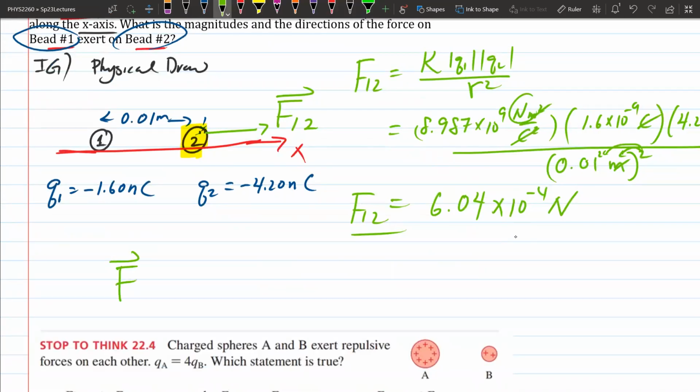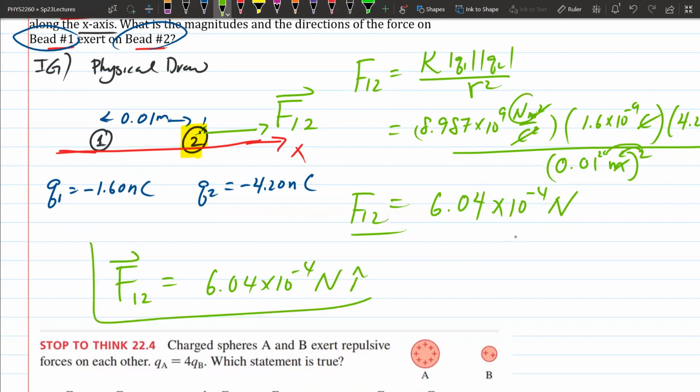If I want to write the full vector notation of this, what should I write? 6.04 times 10 to the negative 4 Newton. What am I missing? The direction. The direction is in the positive x direction, so it's the i hat direction. So that's the full vector answer.